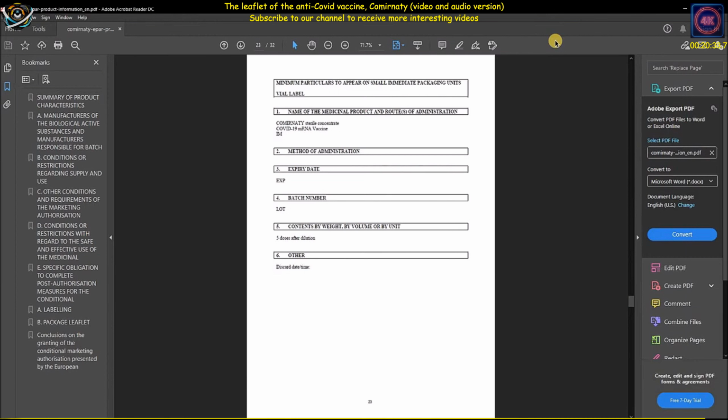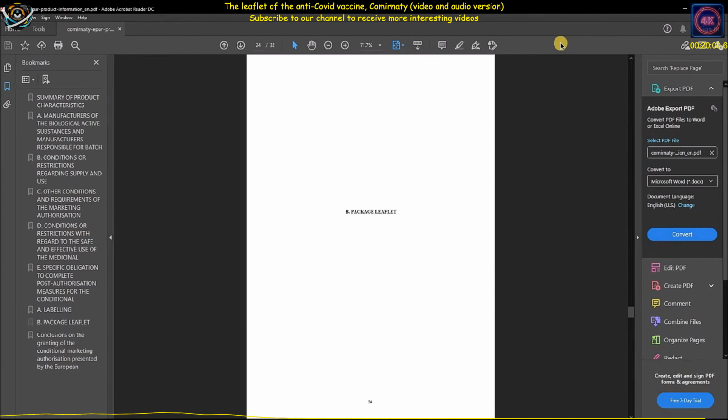Vial label. 1. Name of the medicinal product and route(s) of administration. Comirnaty sterile concentrate. COVID-19 mRNA vaccine. IM. 2. Method of administration. 3. Expiry date. EXP. 4. Batch number. Lot. 5. Contents by weight, by volume, or by unit. 5 doses after dilution. 6. Other. Discard date/time. B. Package leaflet.